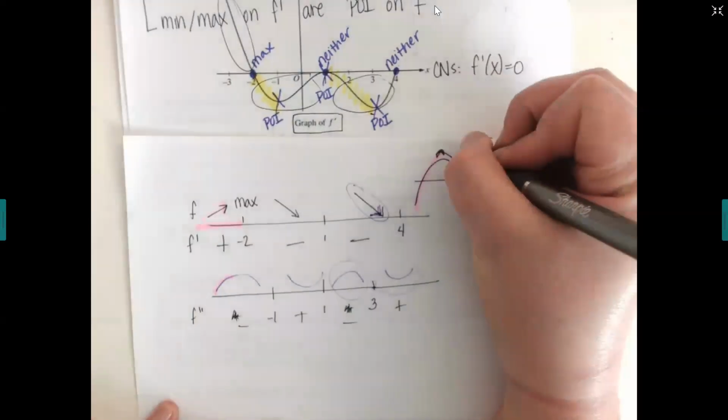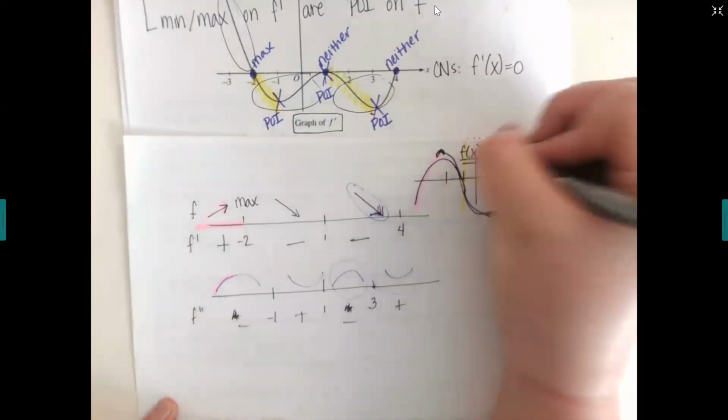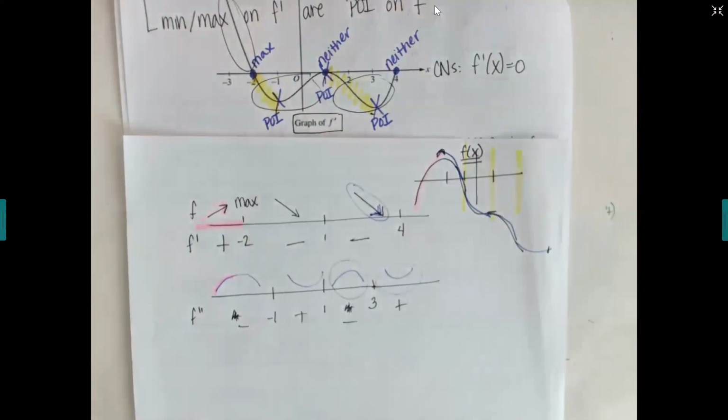Okay, so this would be a possible graph for f of x. And then remember, we don't know exactly how steep it is, but we know the general shape. Is it increasing or decreasing, and what's the concavity? So you should be able to find those things.